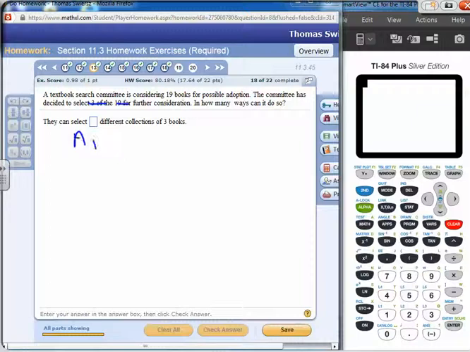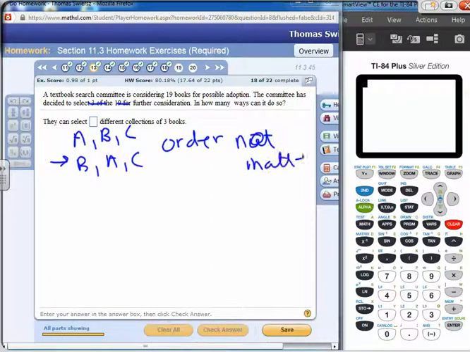Well, they're just selecting the books. Whether they select book A, B, C, or they select book B, A, C, the order does not matter. It's just which 3 books they are selecting. So order does not matter. It's a combination.